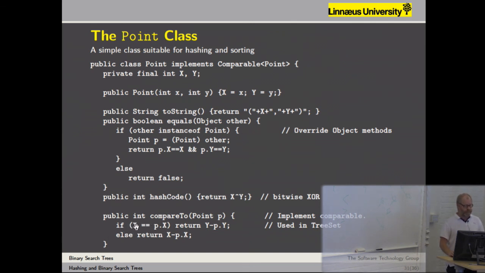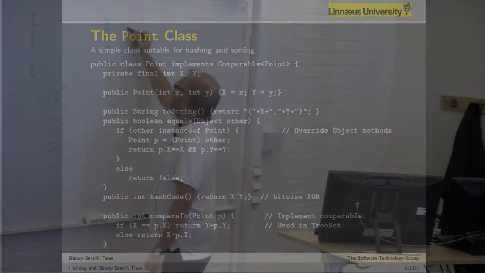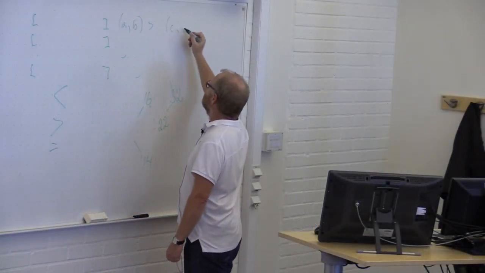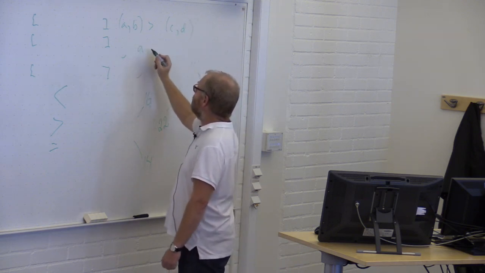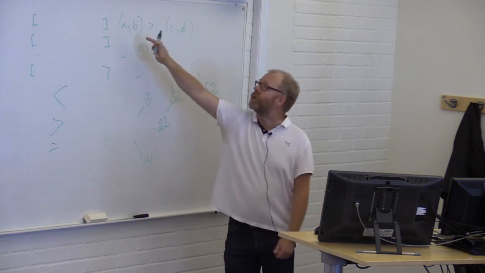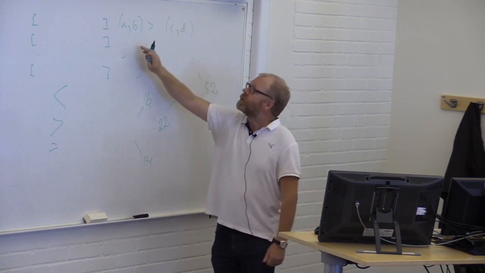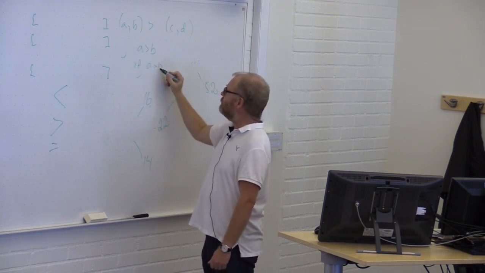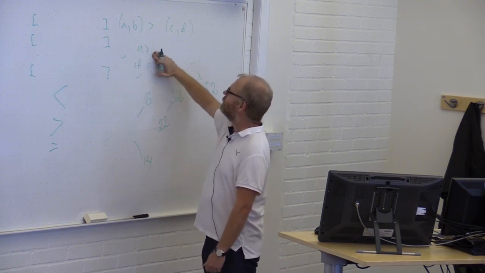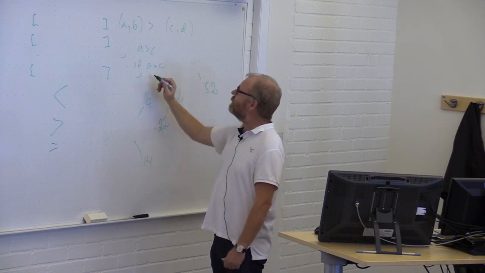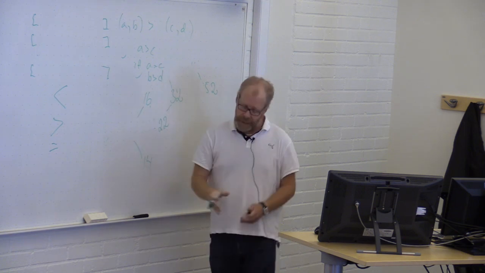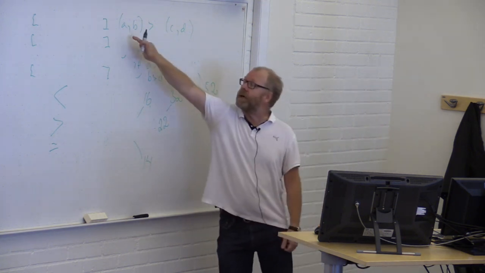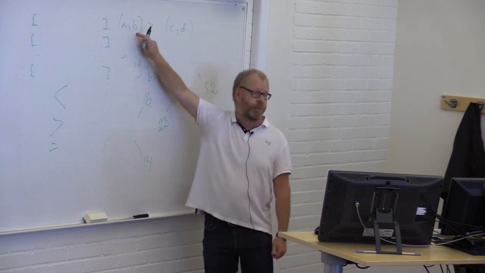And what I'm saying here is that the default is just to compare the x values. You can say that AB is larger than CD if A is larger than C. I'm comparing only the first integer here. If A equals C, then I'm comparing whether B is larger than D. So I base my comparison on the first number, but only if the first numbers are the same do I start to compare the second numbers.